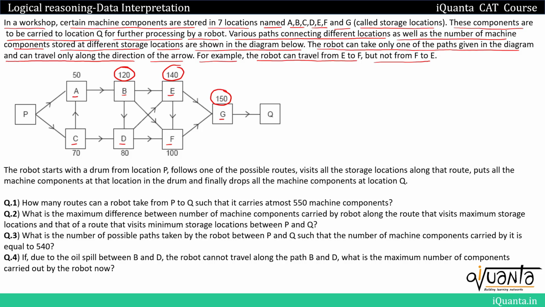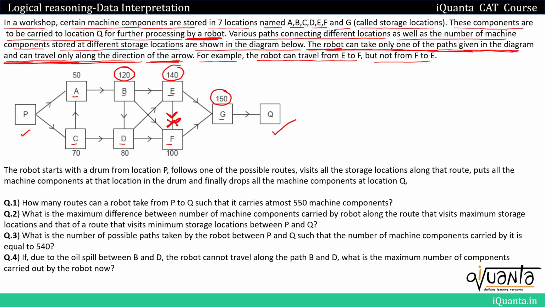So now these components have to be taken to location Q from P, and they are carried by a robot. It has been given to us that the robot can take only one of the paths given in the diagram and can travel only along the direction of the arrow. So this makes it very clear that the robot cannot travel in the opposite direction of an arrow. Like it has been given here that it can travel from E to F but not F to E. I hope this is understood.